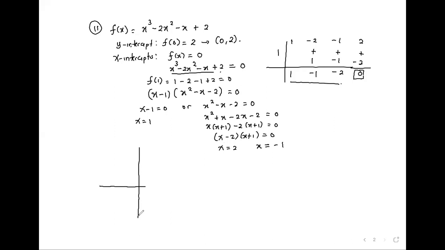Also, we have the y and the x-intercept. So the x-intercepts, we have -1, we have +1, we have +2. The y-intercept is (0, 2). So now, because the spaces from -1 to 0 and 0 to 1 are equal, we'll make that our turning point. Because normally you want to approximate that.